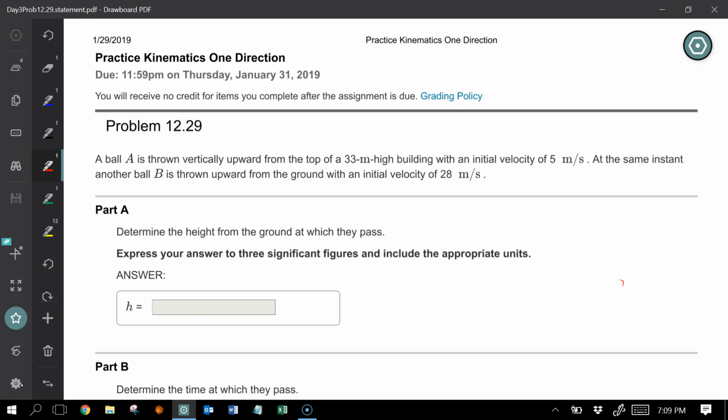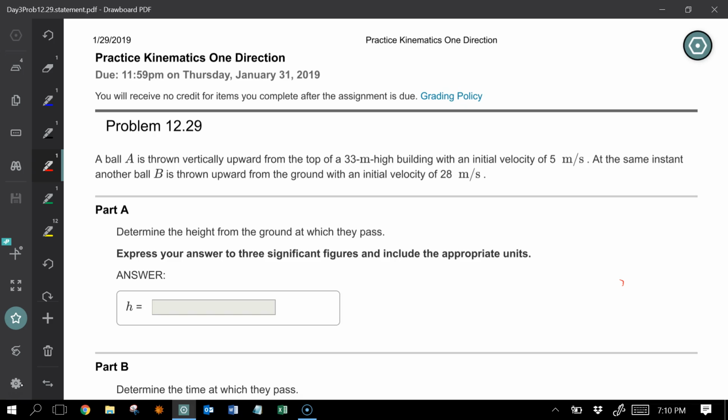Okay, so since he's saying he's throwing it up, I'm going to call up positive. I'm going to say that that's an initial velocity of 5. At the same instant, another ball B is thrown upward from the ground with an initial velocity of 28. Determine the height from the ground at which they pass.